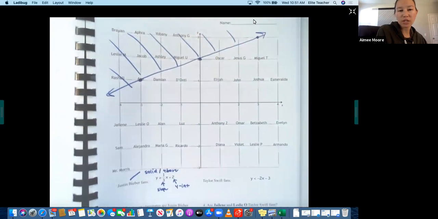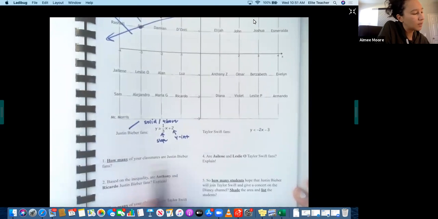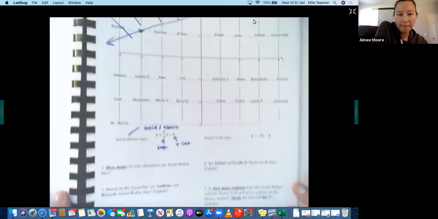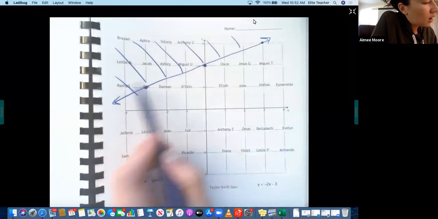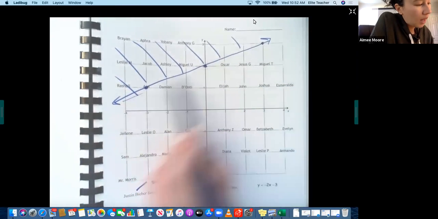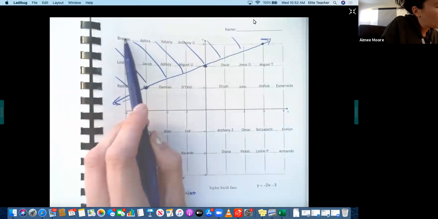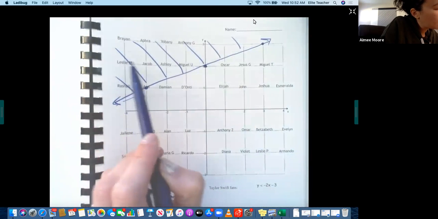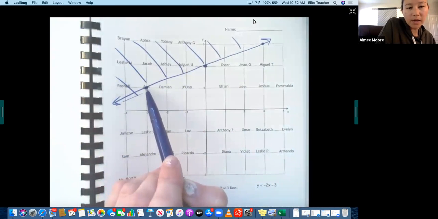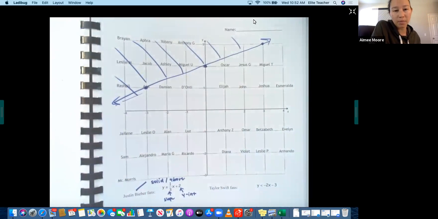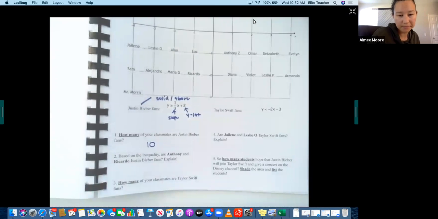And let's answer the questions before we mix in the red because it's easier to count. So how many of your classmates are Justin Bieber fans? So the Justin Bieber fans are all of these, including those on the line. Remember, because it's a solid line, they are part of it. So we have 1, 2, 3, 4, 5, 6, 7, 8, 9, and we do include Anna because she's on a solid line, which means there would be 10 students in this class that are Justin Bieber fans.